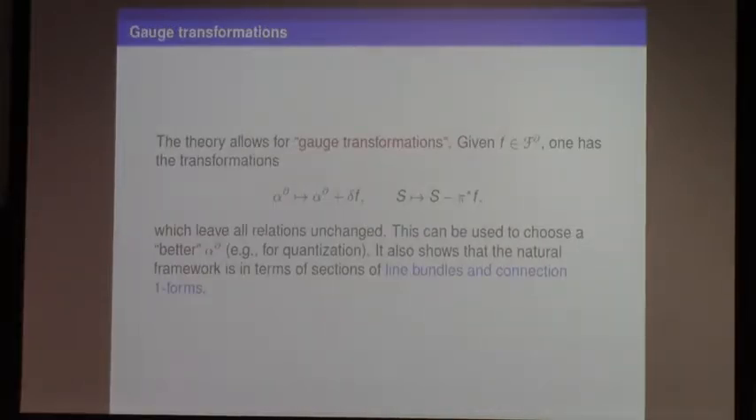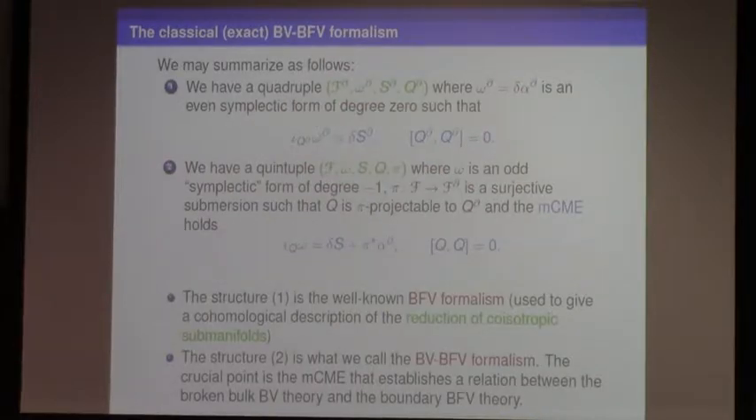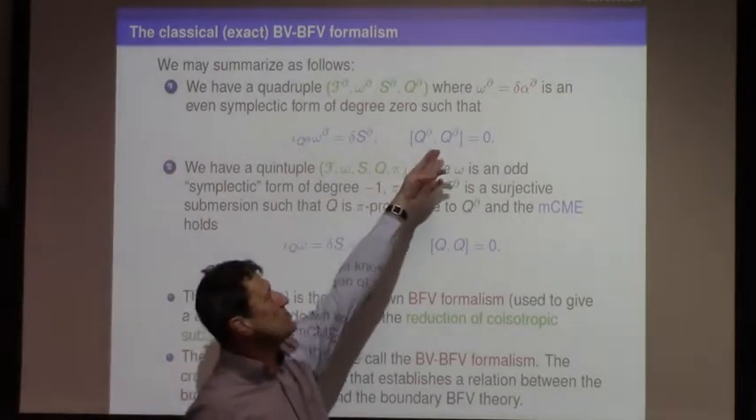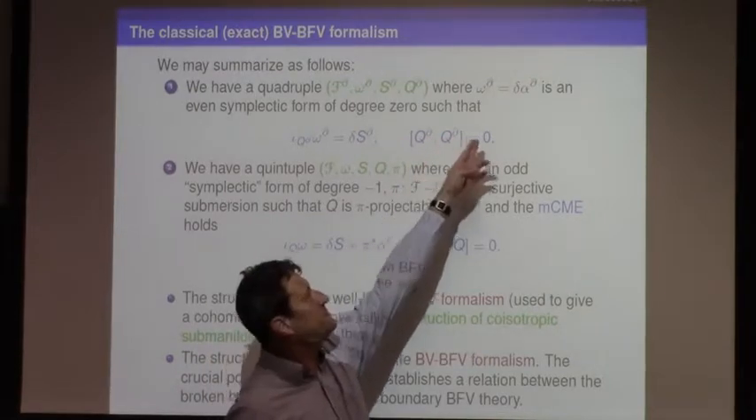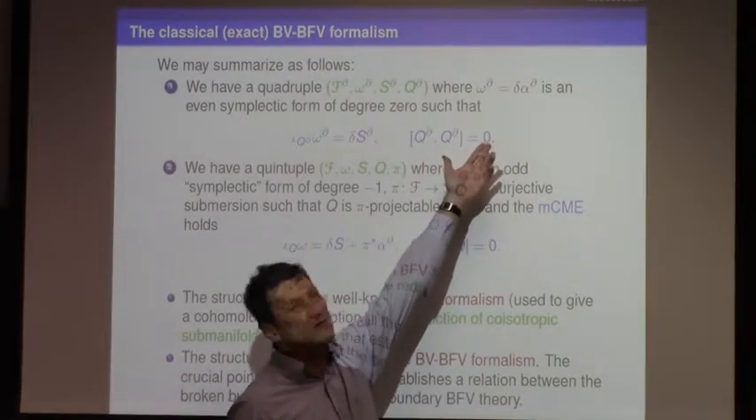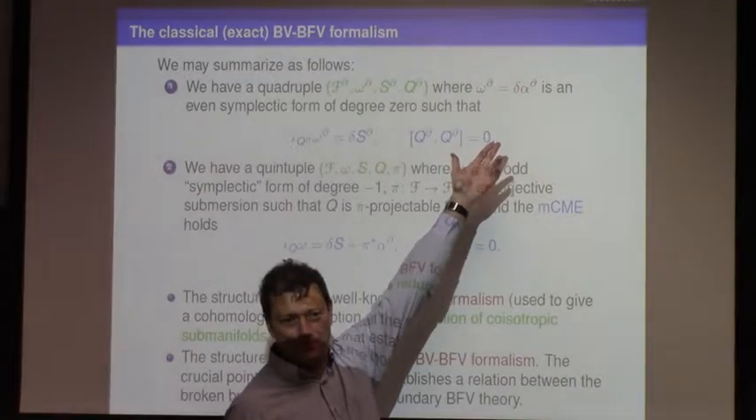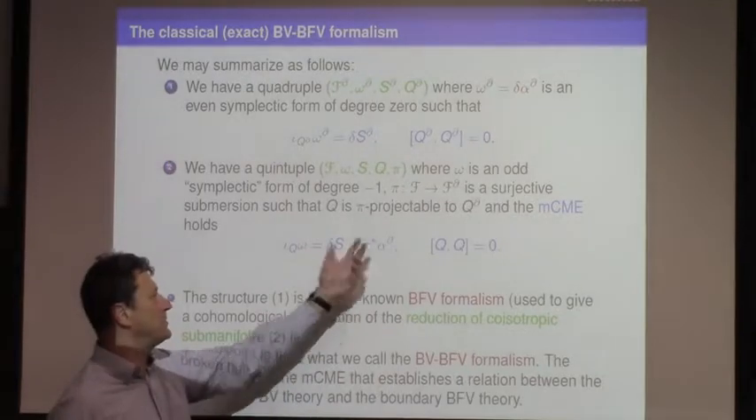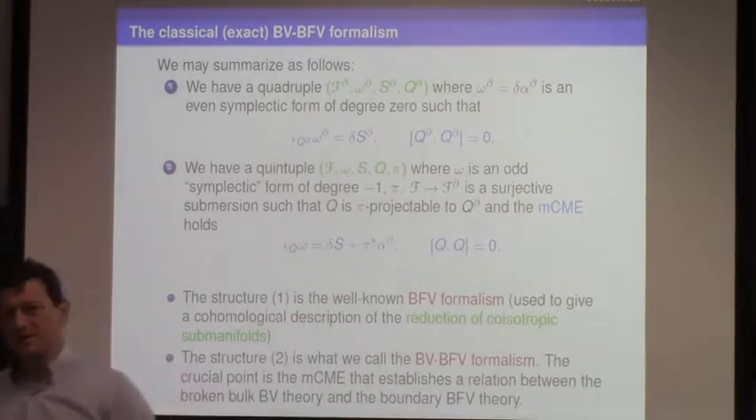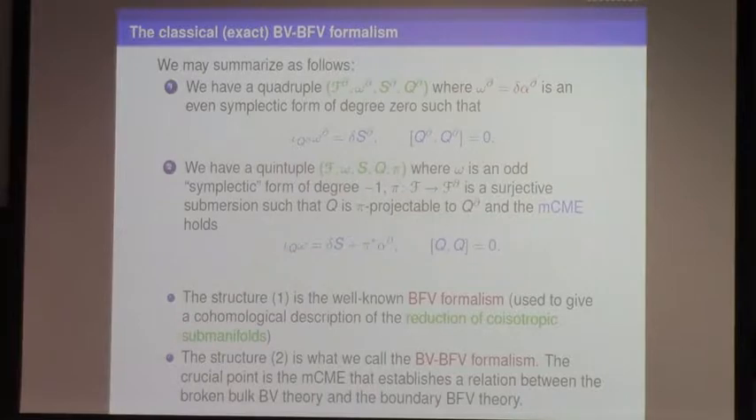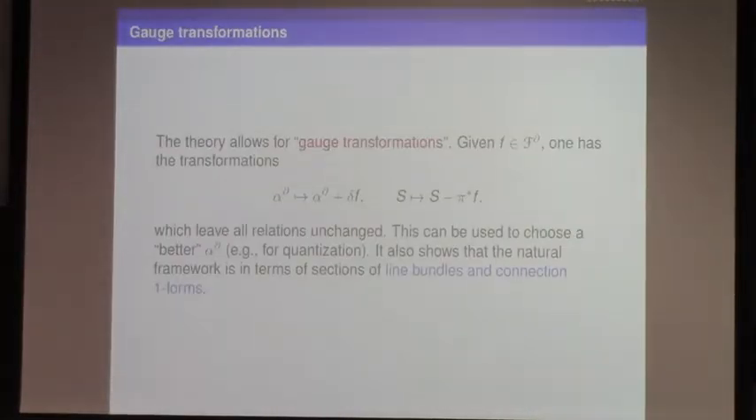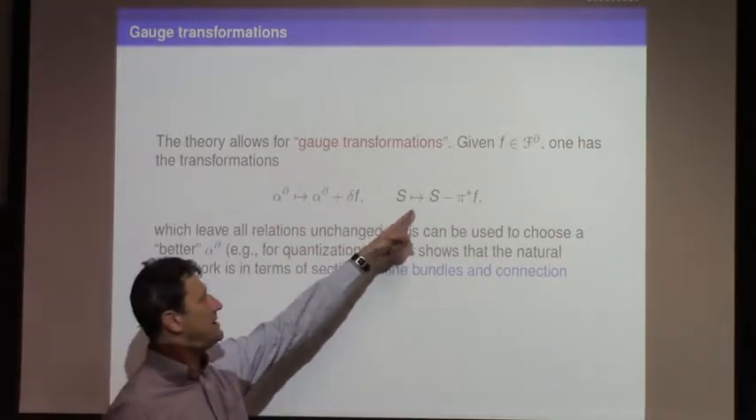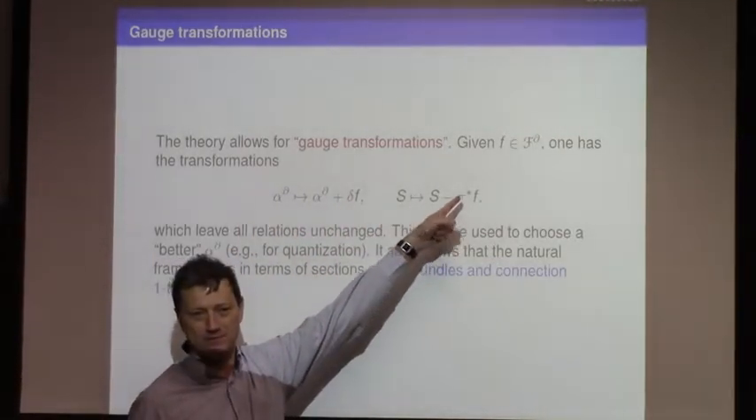Okay, so the only remark which is important for the second part is that what is important for the quotient is the two-form omega boundary. So in particular you might want to change alpha boundary by an exact one form. But if you do that, of course you have problems here, but you can resolve the problem by changing S. So basically you have a natural gauge transformation. You change alpha boundary by the differential of a function, and S by minus the pullback of that function.